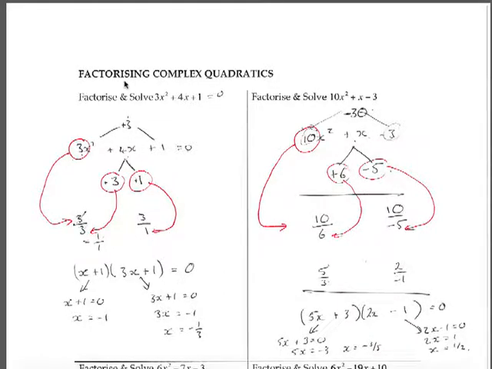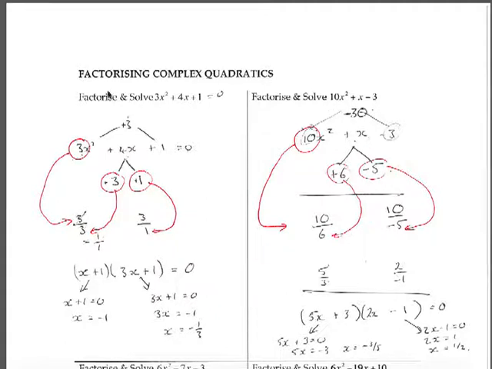Okay, so before you watch this video, you should have mastered how to factorize and solve simple quadratics, by which I mean quadratics where there's only one x squared, like x squared plus 3x plus 4, for example. This is the next step up, and to identify that, I call them complex quadratics, by which I mean there is a number of x squareds.